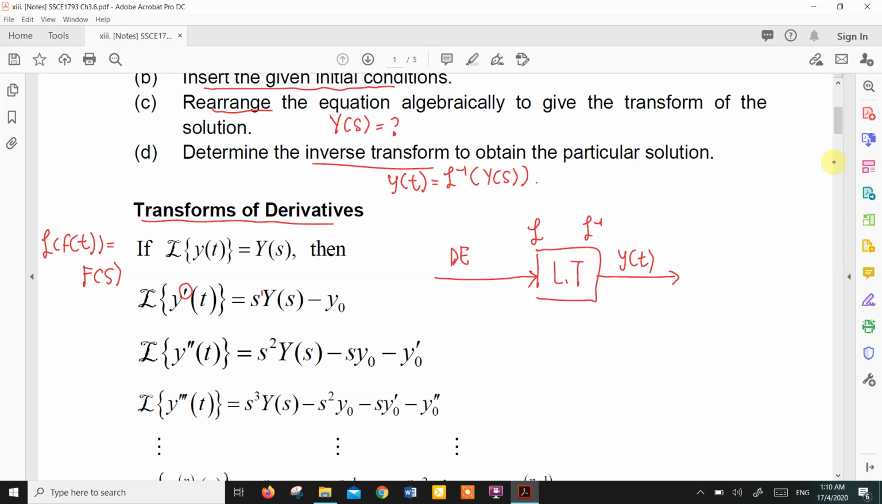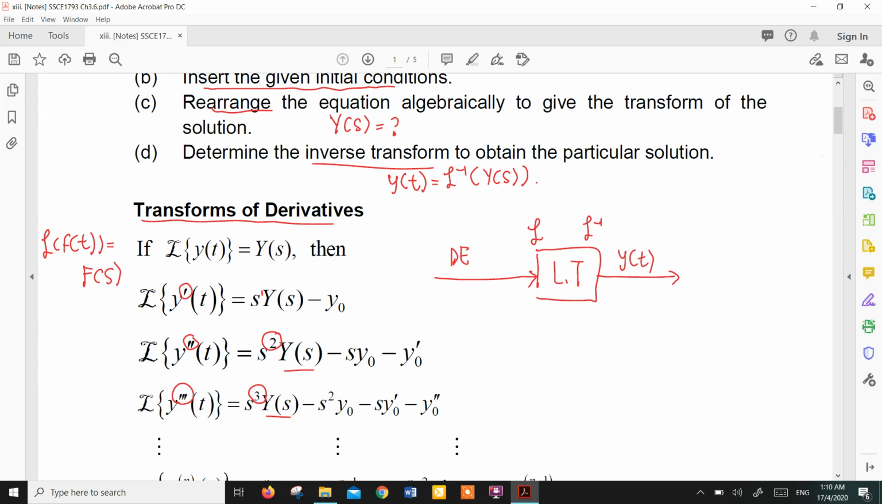Now y double prime, the second derivative of y(t). You have 2 primes here, so you will start with s squared: s squared Y(s) minus s y(0) minus y'(0). If you have y triple prime, you will start with s cubed: s cubed Y(s), still Y(s) for all, and then minus s squared y(0).